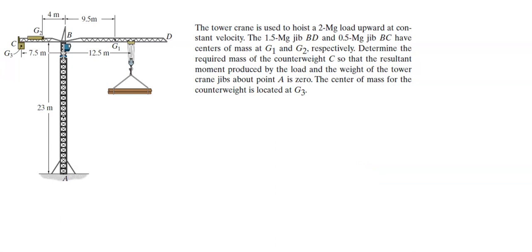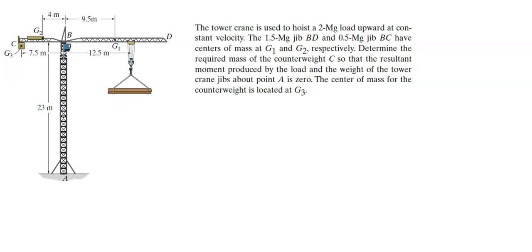Okay, the tower crane is used to hoist a 2 megagram load upward at constant velocity. The 1.5 megagram jib BD and 0.5 megagram jib BC have centers of mass at G1 and G2 respectively. Determine the required mass of the counterweight C so that the resultant moment produced by the load and the weight of the tower crane jibs about point A is 0.